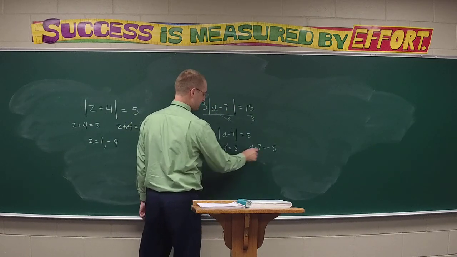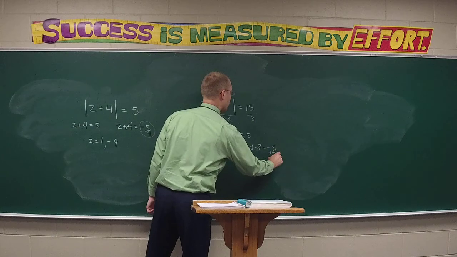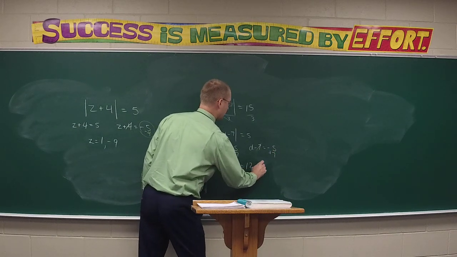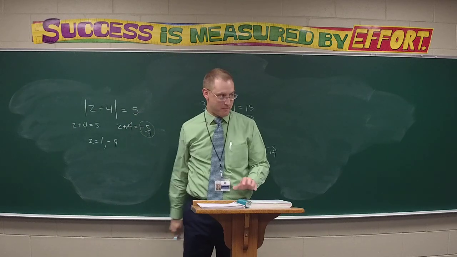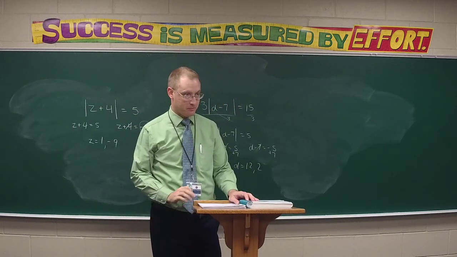D minus 7. 12 and 2 are answers. Do we have that for number 22? Questions on that? Any questions on the homework?